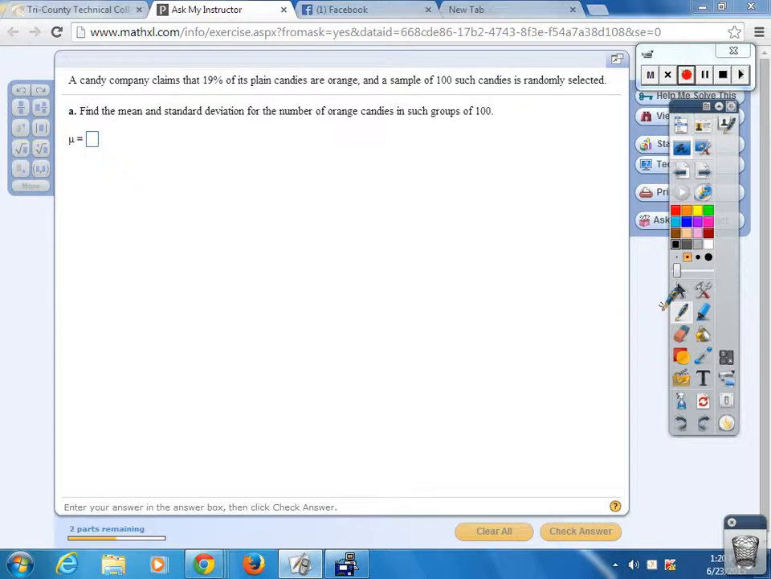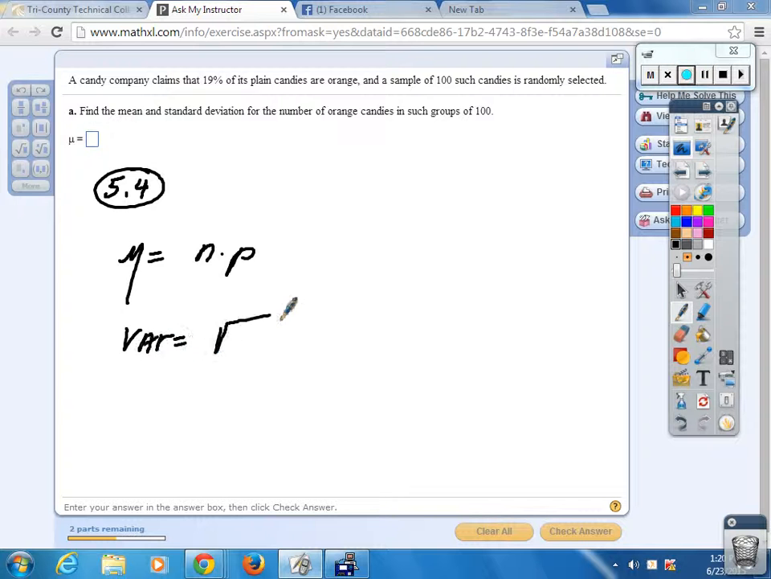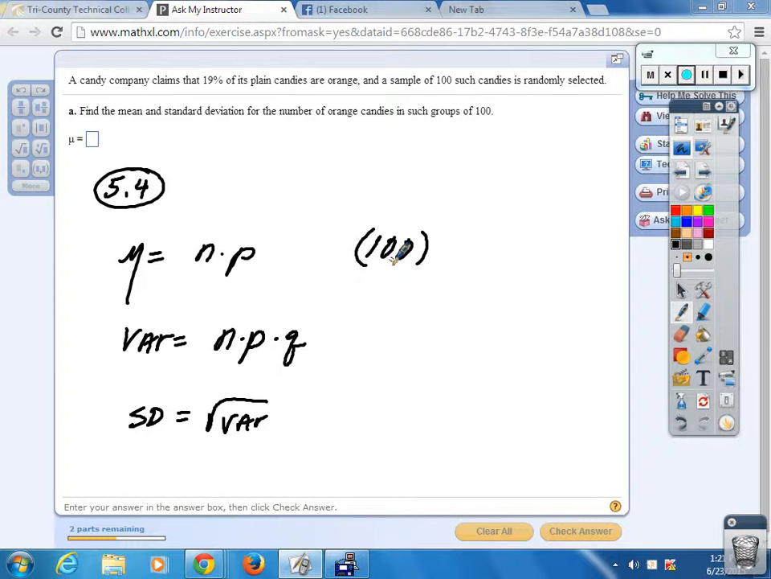So in 5.4, what are the three formulas I just told you? The mean is equal to n times what? And the variance is equal to n times p times what? And then standard deviation is equal to the square root of what? Variance. So really you just have to do these two, and then you just take the square root of variance. All right, here we go. Hard mathematics.